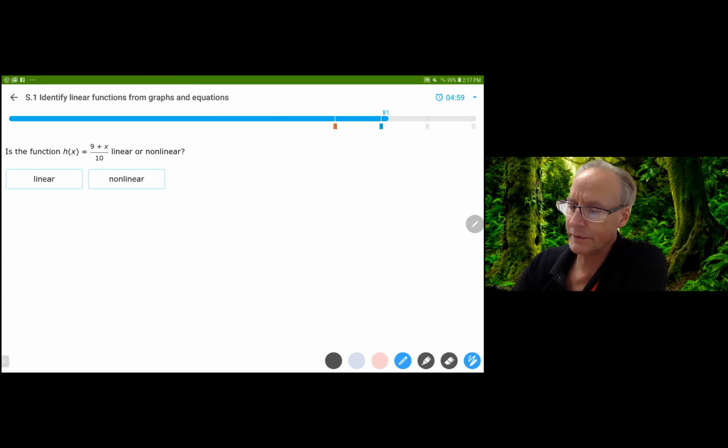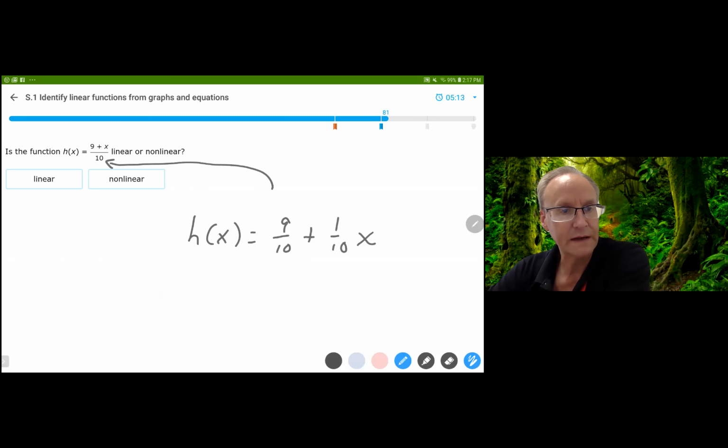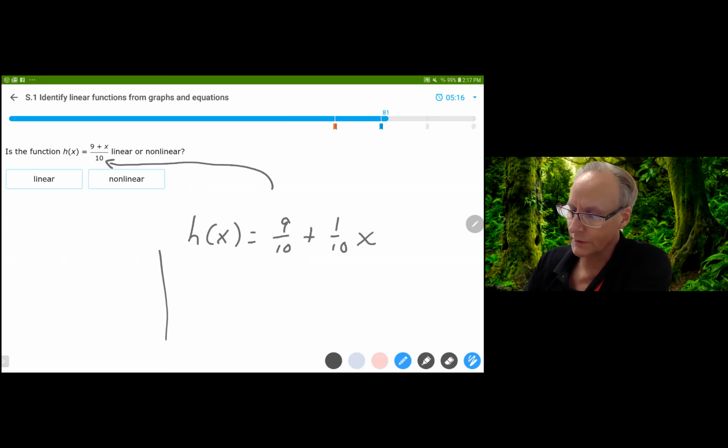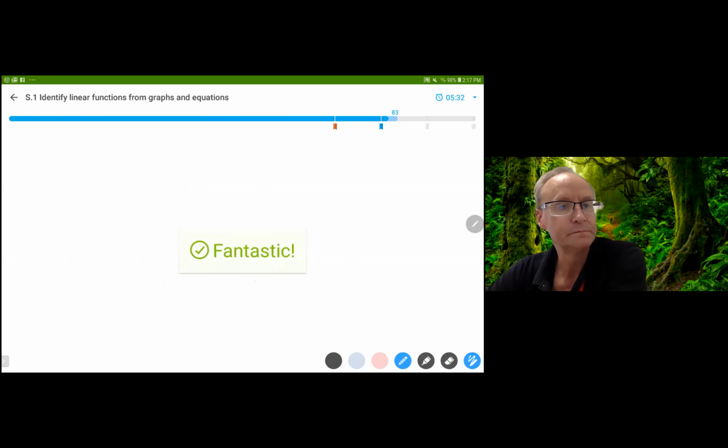This one, a lot of people are going to get confused because that 10 is in the denominator and that's going to freak them out. But keep in mind that this says h of x is equal to 9/10 plus 1/10 x. And that is definitely a line. In fact, if you were to graph it, it would go something like this. It would be a very shallow line, not a very steep line. It only has a 1/10 slope. It's linear.